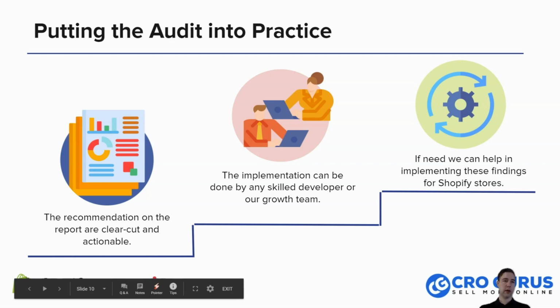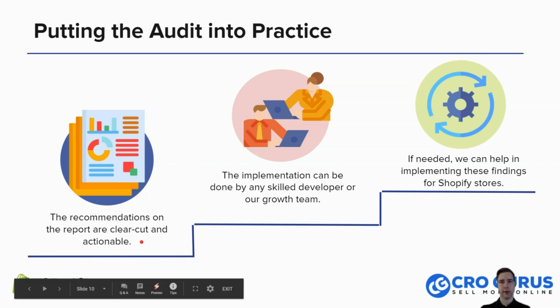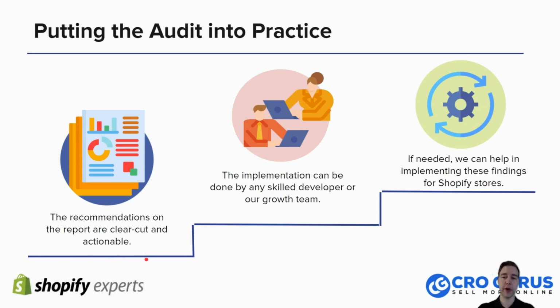So how do we do that? The most important thing there is that the recommendations are both clear-cut and actionable. So they are understandable and so practical that they can just be implemented. So the developer doesn't need to think about it. Because if the developers or the internal team are not able to implement this, then nothing happens. You'll just end up with a report, and we definitely don't want that.